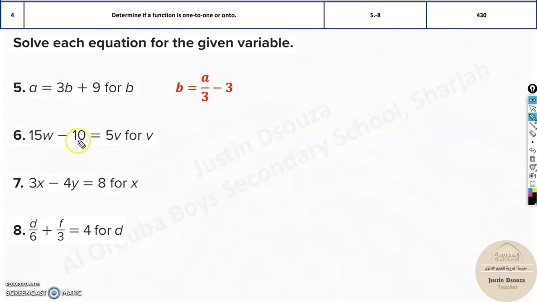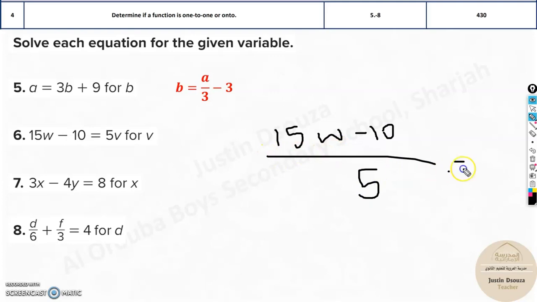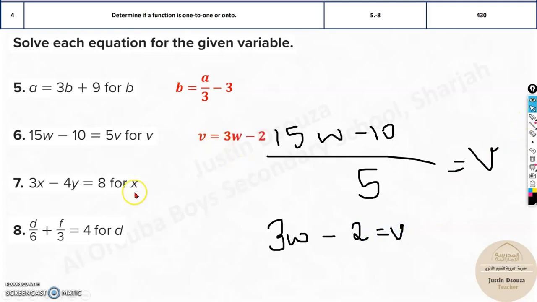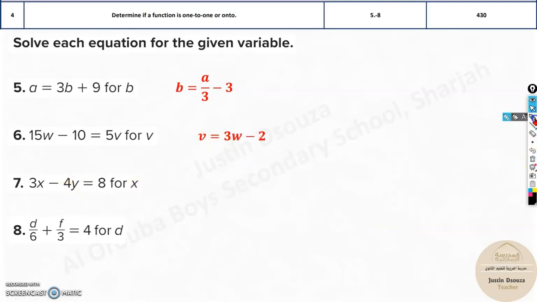Here you need to solve for V, so it's 15W minus 10 divided by 5 equals V. What you have to do is divide both the sides by 5. Let's simplify this. 15 divided by 5 is 3W minus 2 equals V. So this would be the answer. Similarly, try the other two by yourself. Pause the video now, try it by yourself, and then check with the answers. So I will continue now.